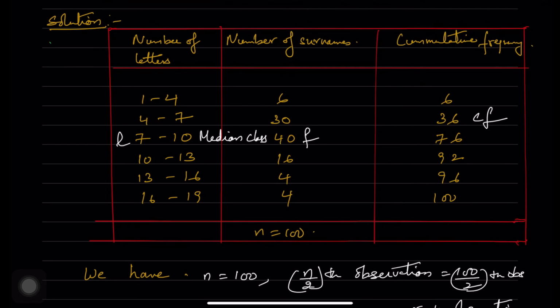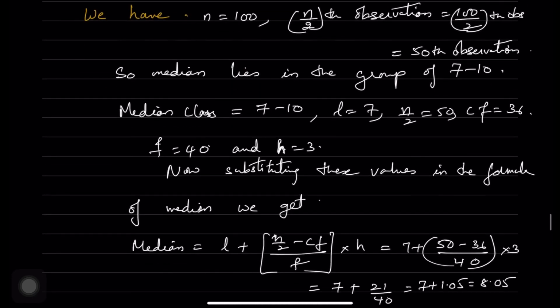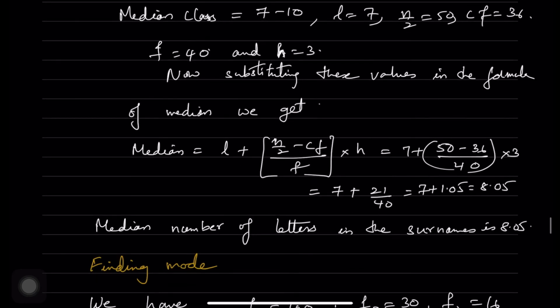So in the median, first you know what is the total, that is 100 by 2. 100 by 2 is 50. So a number greater than 50 is 76 here. So this is called the median class. F is 40, CF is 36, L is 7. So putting the values in the formula, median is equal to L plus (N by 2 minus CF) by F into H, you are going to get 7 plus 21 by 40, which is 8.05. So median number of letters in the surnames is 8.05.